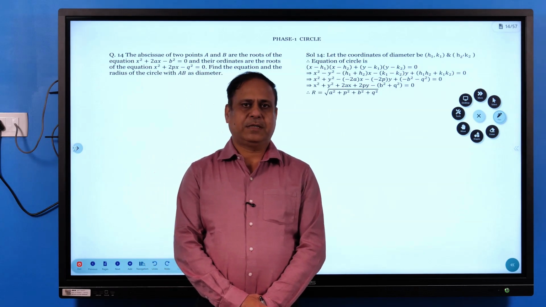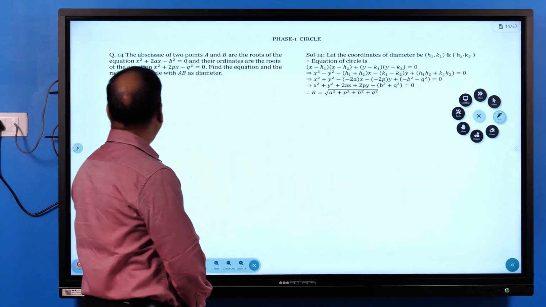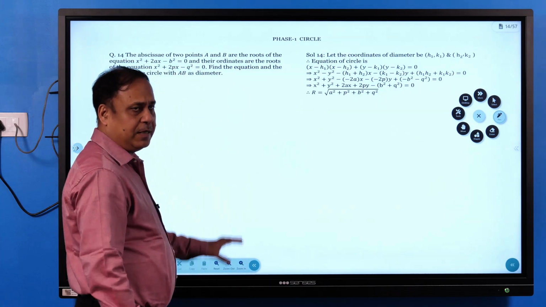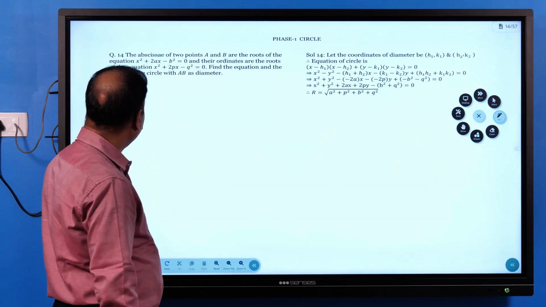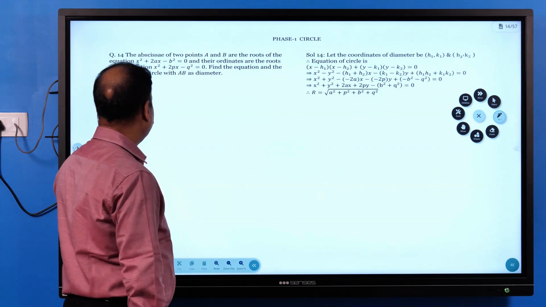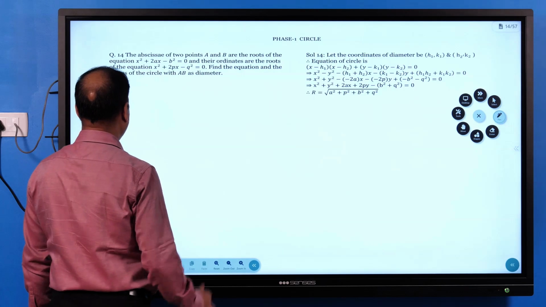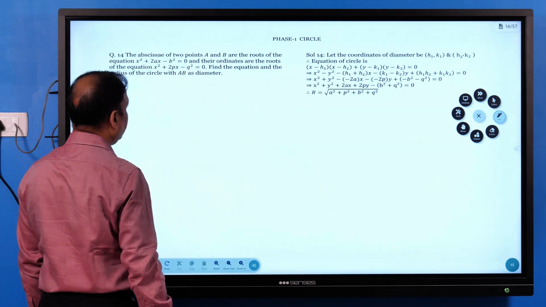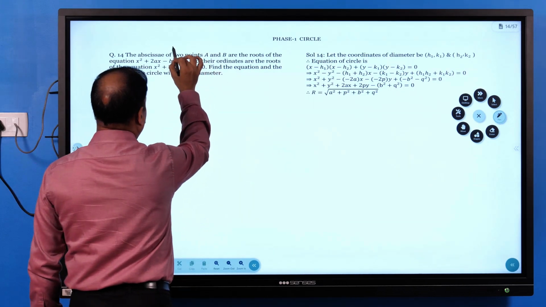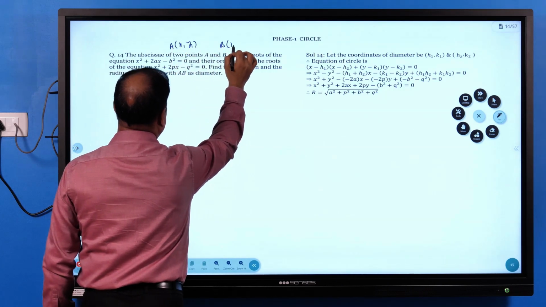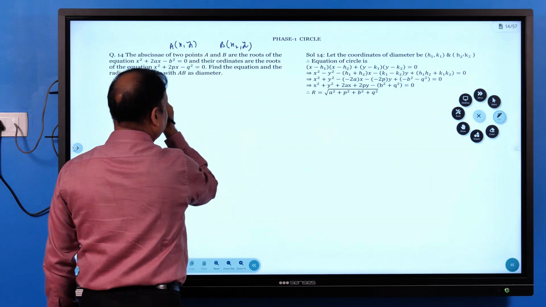So now come to the next question, number 14, exercise 1, phase 1, Circle, mathematics chapter. It is from 11th class. The abscissa of 2 points A and B are the roots of the equation. Abscissa means x1, x2, and their ordinates of 2 points A and B. So let A be (x1, y1), and B be (x2, y2). So abscissa are the roots of this.